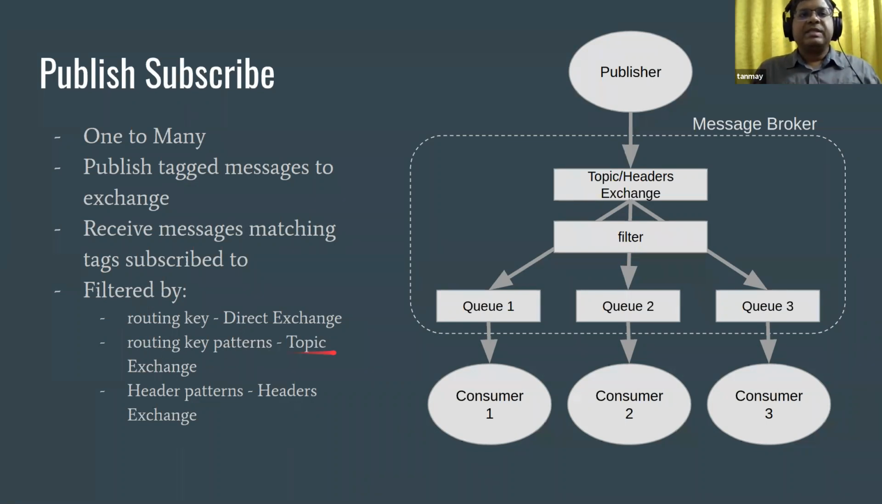Whereas a topic exchange can match patterns in the routing key. It is slightly more advanced than the direct exchange, you can say. And the header exchange also does pattern matching, but it can match patterns in the headers of the messages. Headers are the name value attributes of the messages. So they all do very similar things. They just apply some rules and route the message, but they're different just on what they apply the rules on.